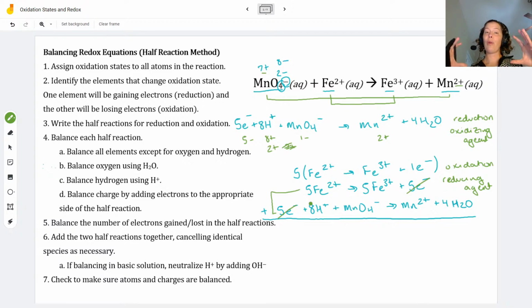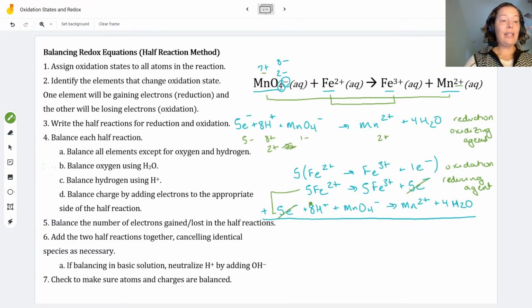You want to make sure when you add your 2 half reactions, your electrons should always, always, always add out. If they are not adding out, then you need to go back to your individual half reactions and either make sure that they're balanced or make sure that you've got the same number of electrons in each half reaction.